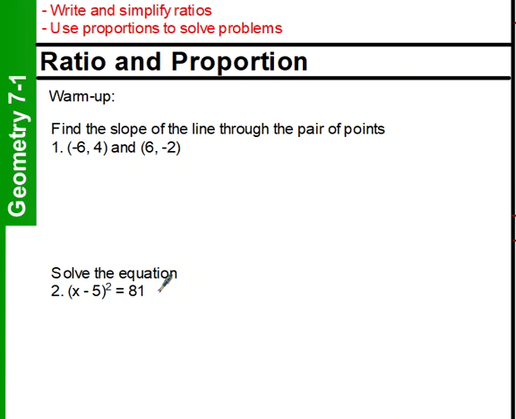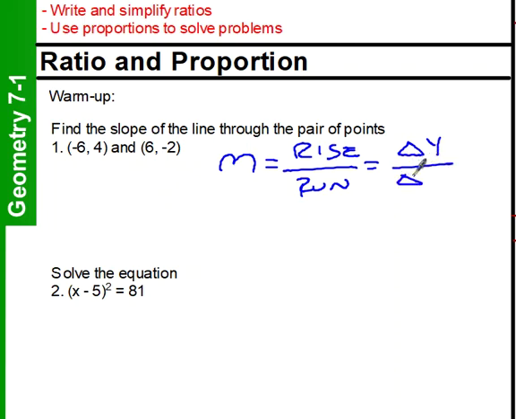So we know that the slope of the line, represented with an m, is rise over run. And the rise is describing the change in the y values, where the run is described by the change in the x values. So the equation for finding slope is y2 minus y1 over x2 minus x1.